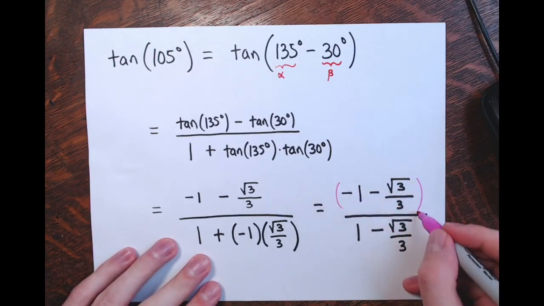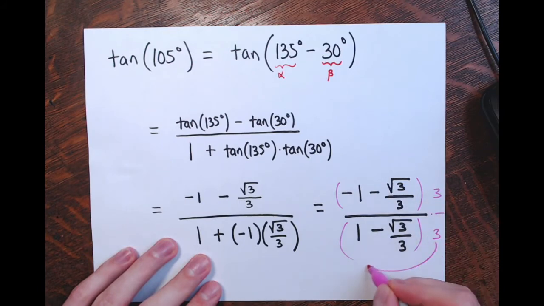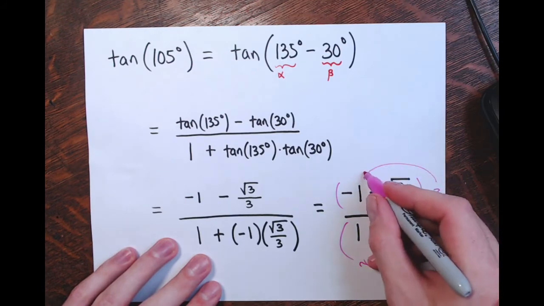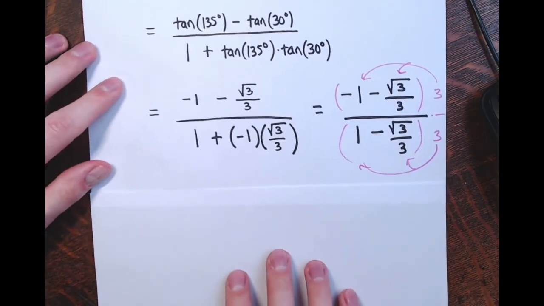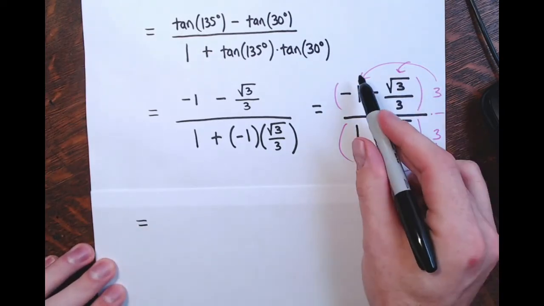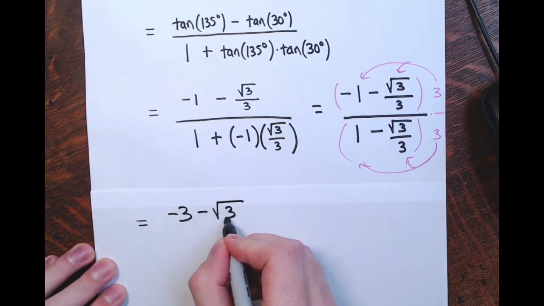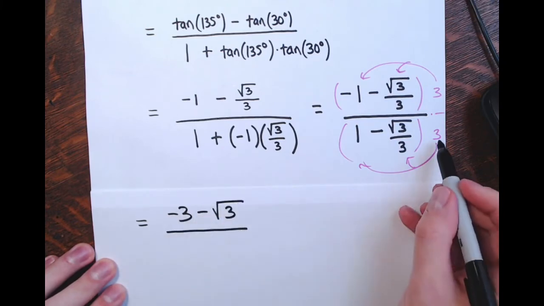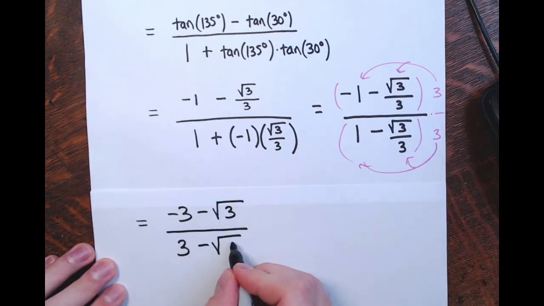So I'm going to multiply the numerator and this denominator here by 3, and distribute the 3 down here, distribute the 3 up here to these two terms. And that'll get rid of those denominators of 3. So numerator times 3 is negative 3 minus the square root of 3. And denominator times 3 is positive 3 minus the square root of 3.